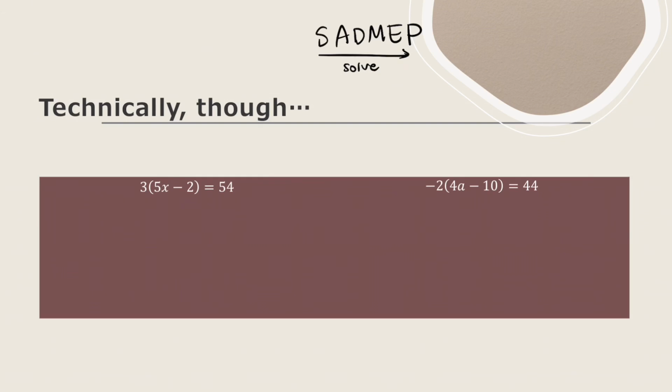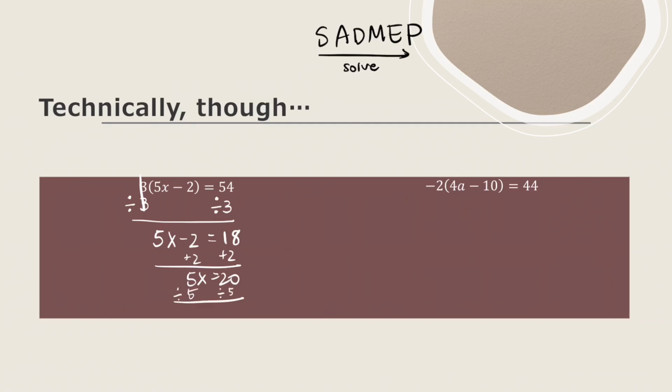So what we would do is first we would divide by what number is on the outside, so in this case 3. And that actually gets rid of that, so I have 5x minus 2, and then I just have to remember to do that to the other side, and then I would solve it. So I would add 2, 5x equals 20. Divide by 5, x equals 4. So you get the same answer, you're just doing it in a different way.